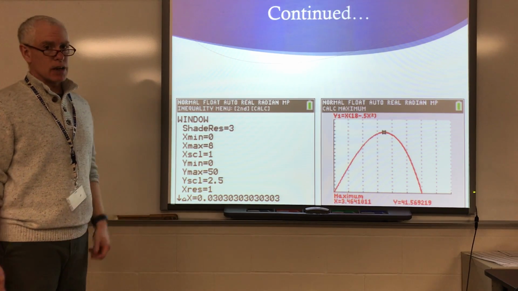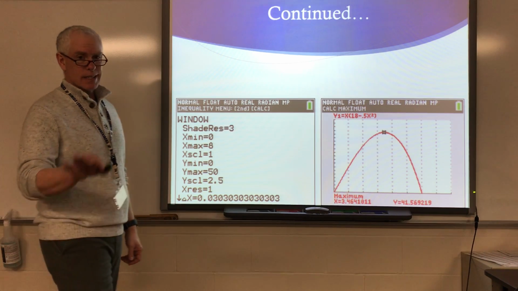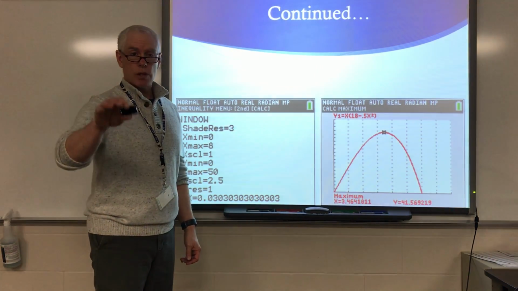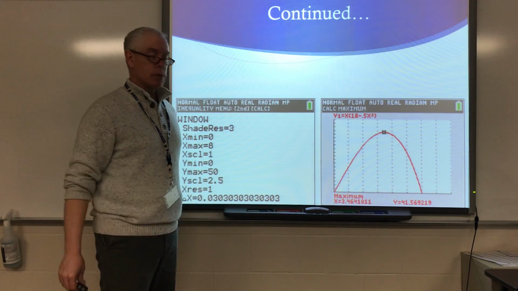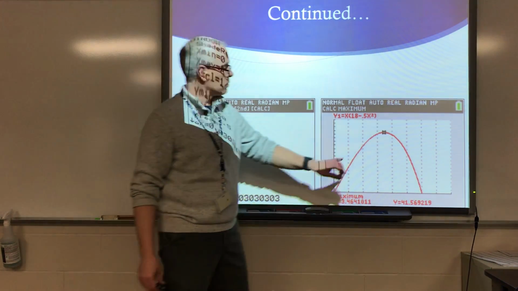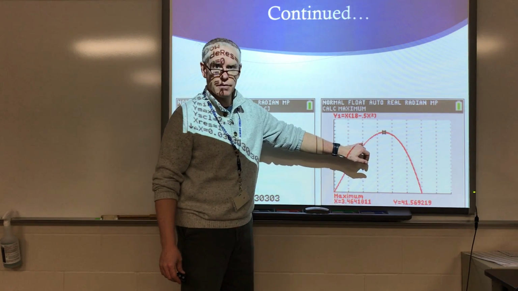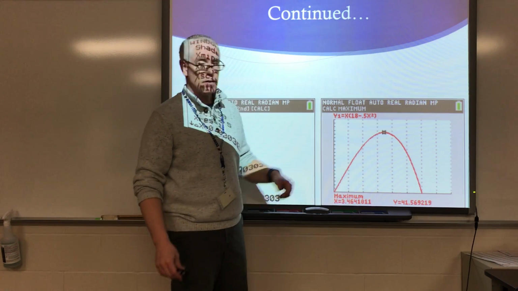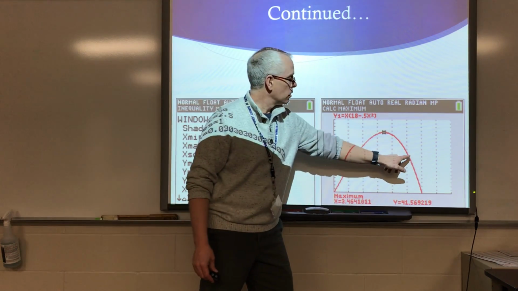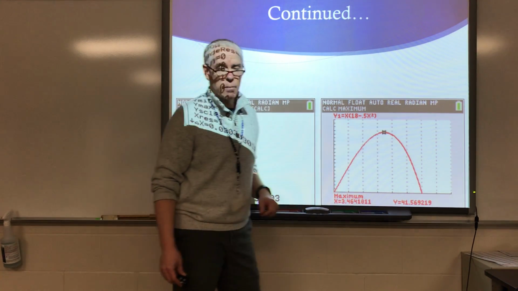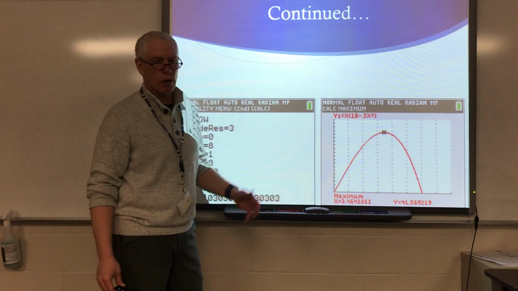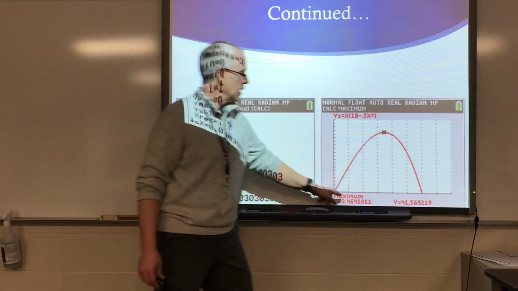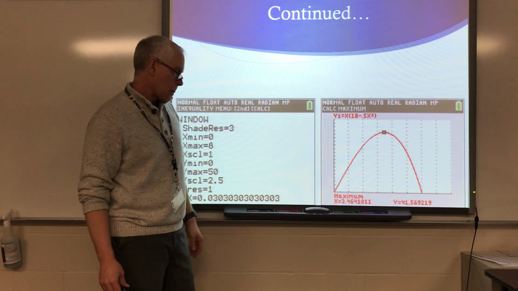And so I need to ask the calculator where that's going to occur. So if you press second trace, which is the calculate menu, and you go down to maximum, there'll be some options for you there. It'll ask you for a left bound. You'll put the cursor over here to the left of the max and press enter. Then it'll ask you for a right bound. You go over to the right of that max and press enter. And then it'll ask you for a guess. So get somewhat close to where you think the max is, press enter, and it will calculate that for you.